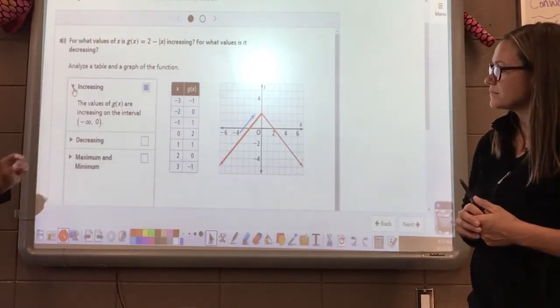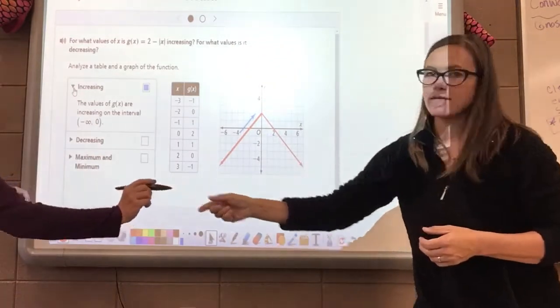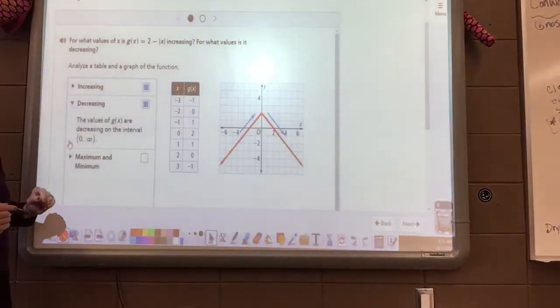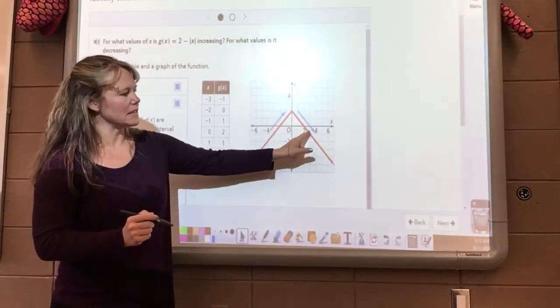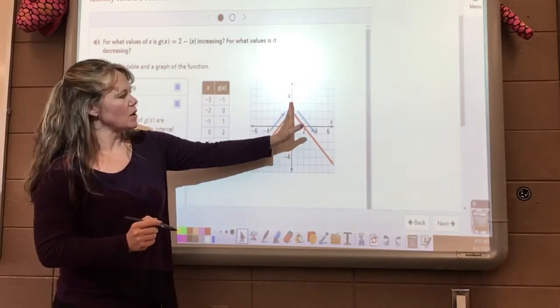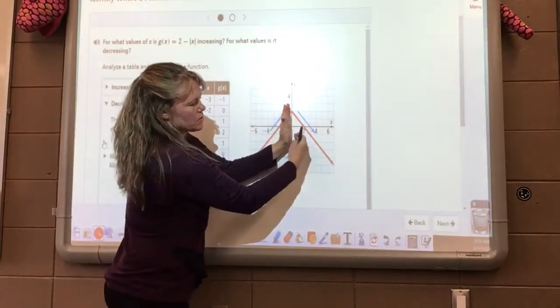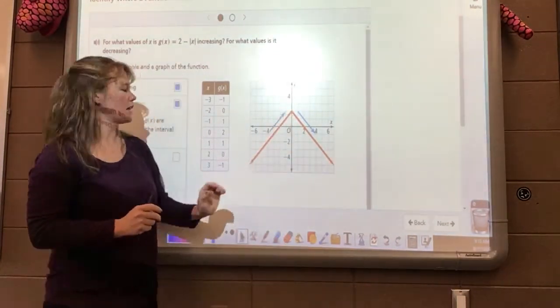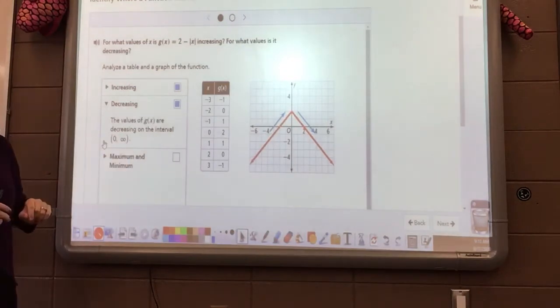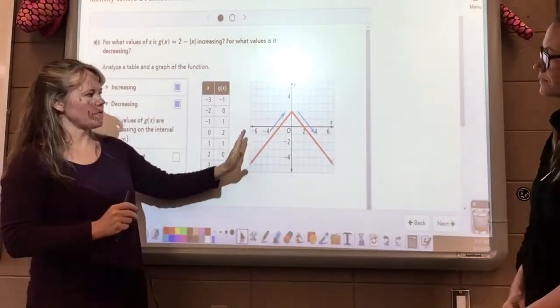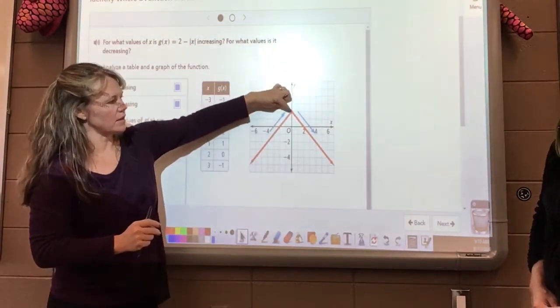And then decreasing is downhill. The y values are decreasing down, down, down, down, down when the x values are between 0 and infinity. And so 0 and infinity. When we switch from uphill to downhill, that's when we see a maximum.